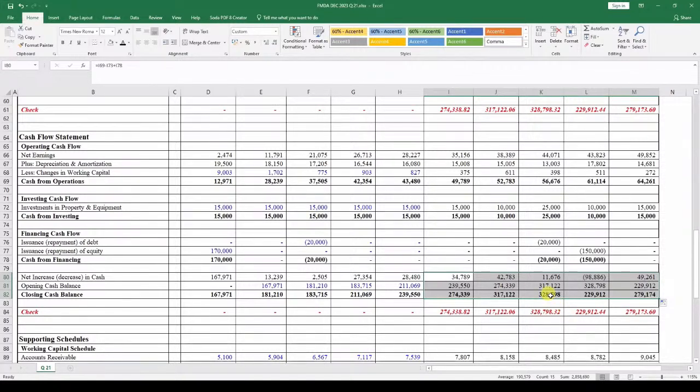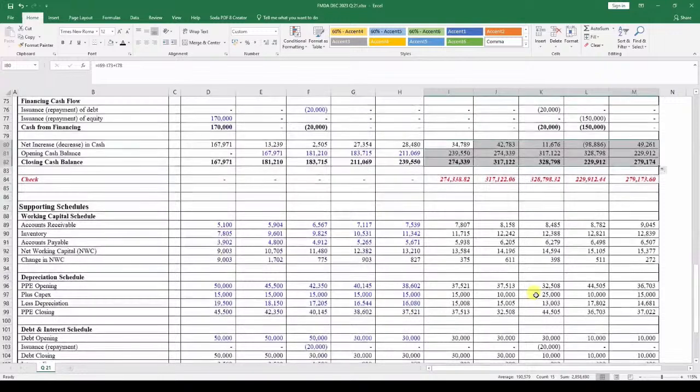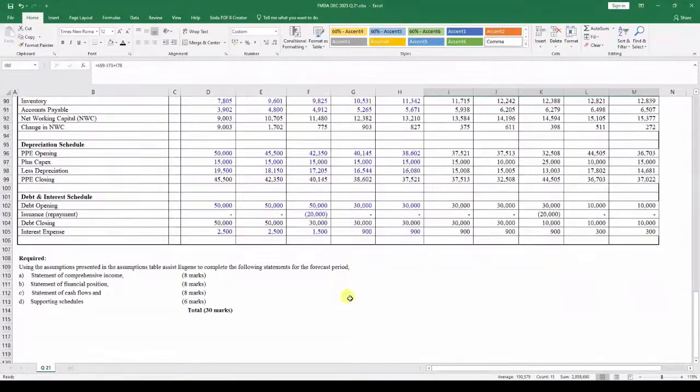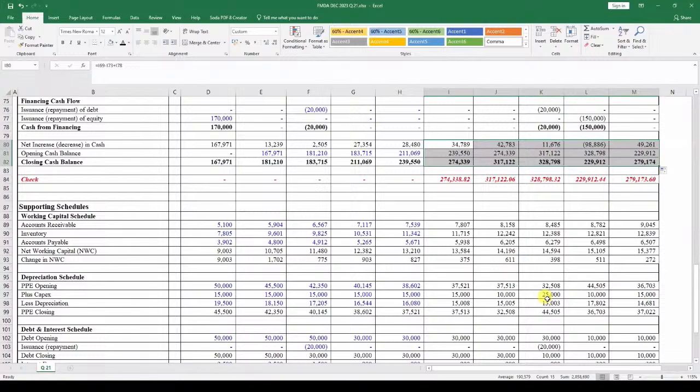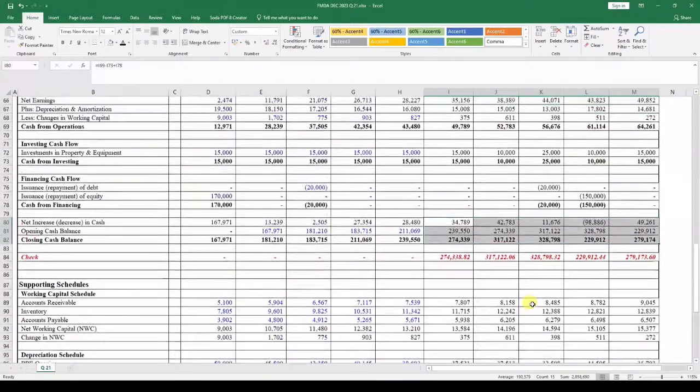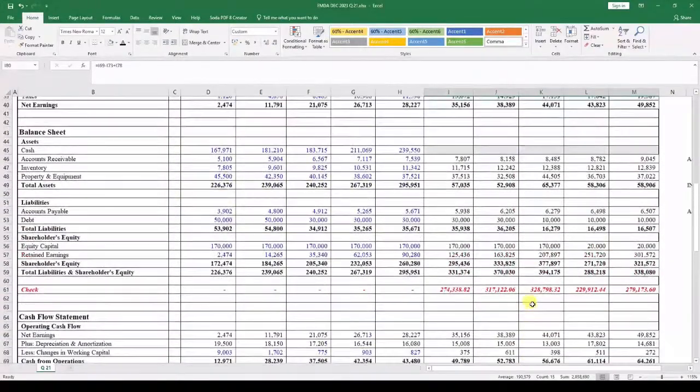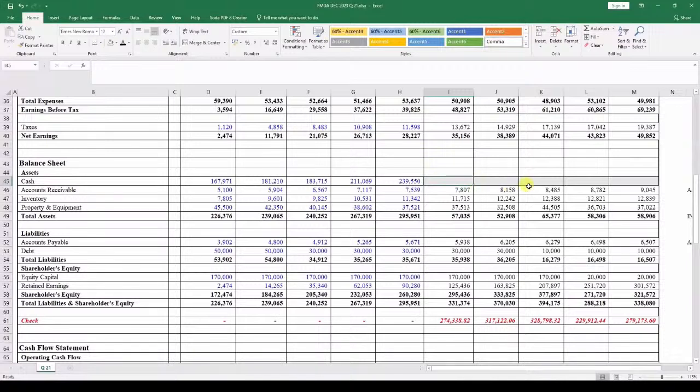Now to test and see whether this is actually going to balance, because we have gone through and answered the statement of comprehensive income, statement of financial position, statement of cash flows, and the supporting schedules, we can see that it's still not balancing. Remember one thing I mentioned, that the cash balance is the balancing figure right here.